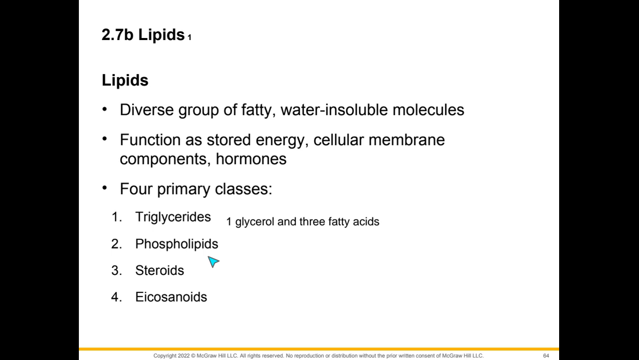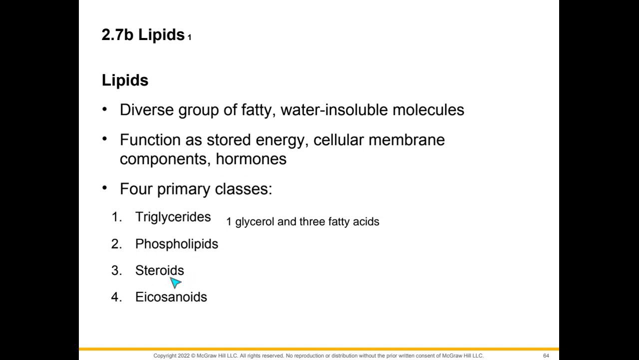Do you know what an amphibian is? Like a frog? The word amphi means in between. So amphibians are animals that live in water and on land, right? So an amphipathic molecule has both polar and nonpolar parts. That's what a phospholipid is.